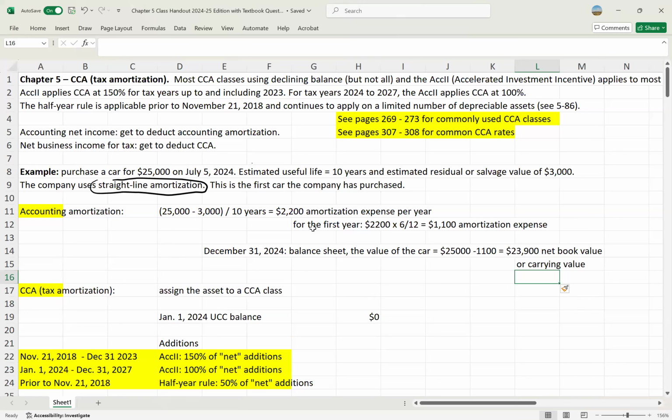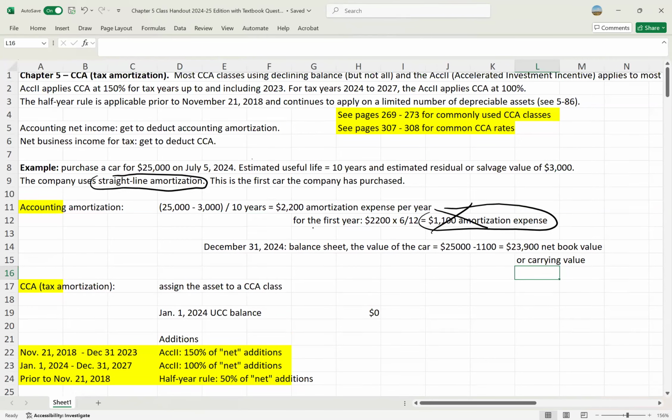Now, for tax purposes, the way that CCA, capital cost allowance, works is when we buy these long-term assets that we're going to use in our business to help us generate income, we cannot take amortization. So we cannot deduct the $1,100. That is only allowed for accounting purposes. We cannot deduct that for tax purposes.